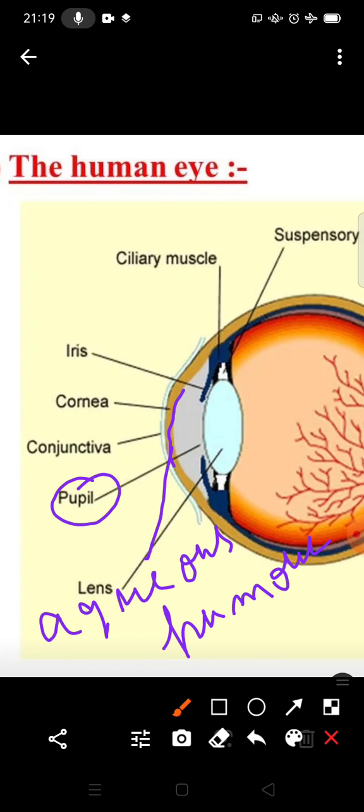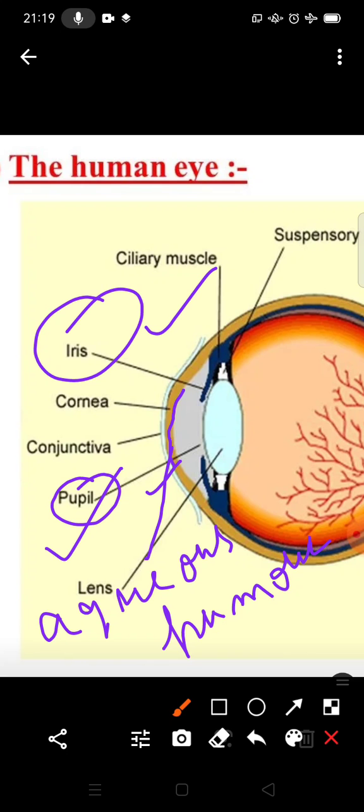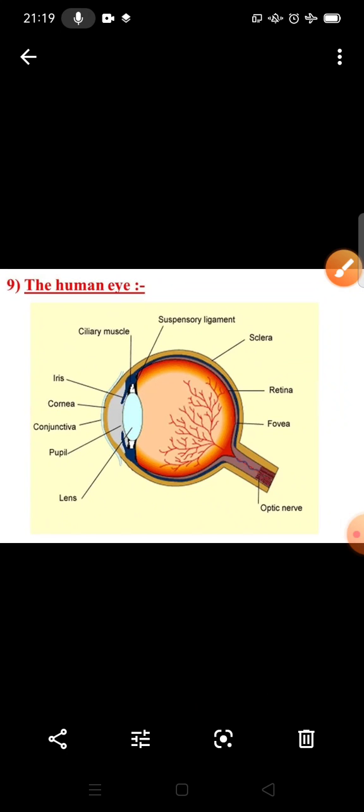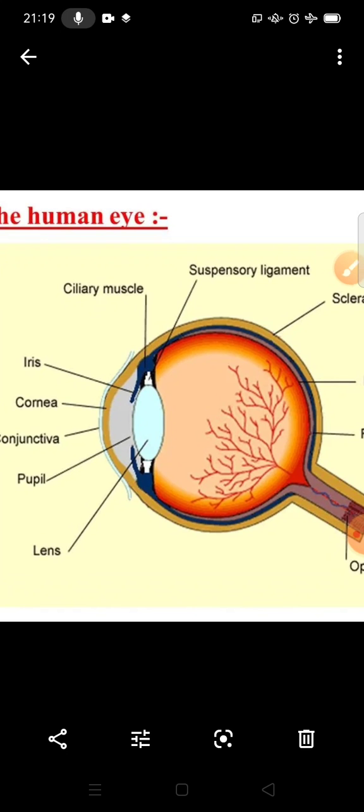Next part you can see is the pupil. The light then enters an opening called the pupil, and you can see the size of the pupil is controlled by the iris. By controlling the size of the opening, the amount of light entering the eye is controlled. The iris also gives the color to the eye. So what are the functions of the iris? First of all, it controls the size of the pupil, and it also gives the color to the eye.